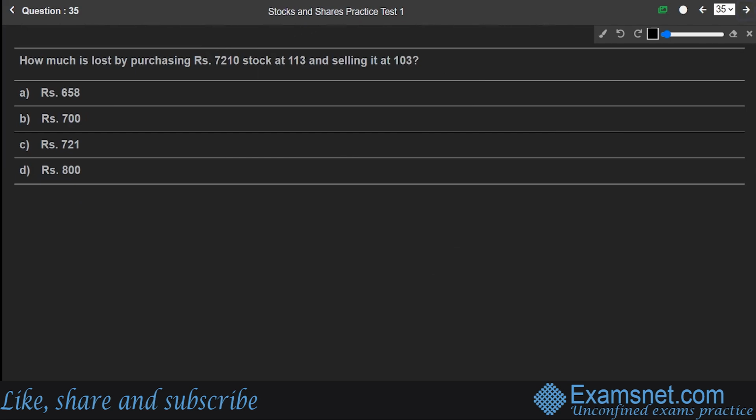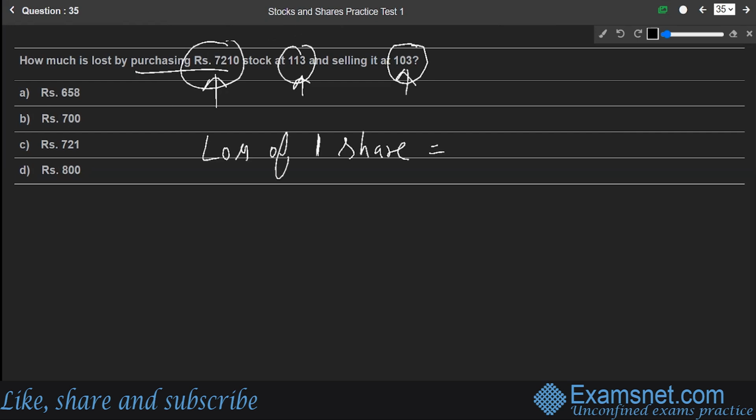Now, how much is lost by purchasing 7,210 stock at 113 and selling it at 103? So clearly they are mentioning they invested rupees 7,210 and the stock was available at 113 rupees, and then they sold it at 103 rupees. So obviously on each share there is a loss of 113 minus 103, that is rupees 10. So we can take it like this: loss of one share of one stock can be directly written as bought at 113 and sold at 103. So the value is rupees 10. So 10 rupees is the loss on one share. So we can easily find out the loss is rupees 10.